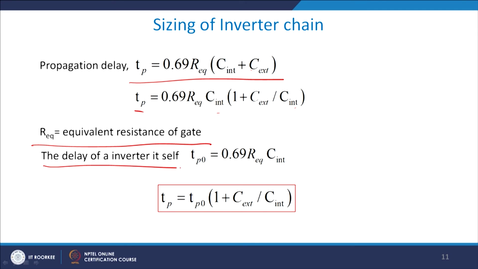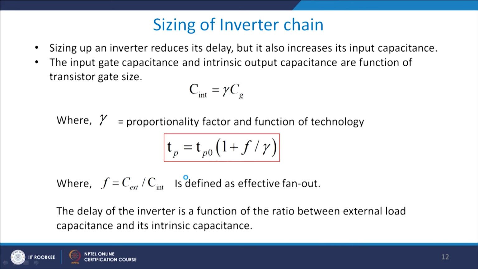So the delay of the inverter itself is given by Tp0 equals 0.69 R equivalent C internal, and therefore we replace this by Tp0. Understand that the inverter itself will have some intrinsic delay, given by 0.69 R equivalent C internal, and I get Tp0 times (1 plus C external by C internal). Now, sizing up an inverter will reduce its delay because its R is getting reduced, but at the same instant its input capacitance also increases. So we are not very sure what is happening. There must be some optimal increase in the sizing of the inverter which will ensure minimum delay.